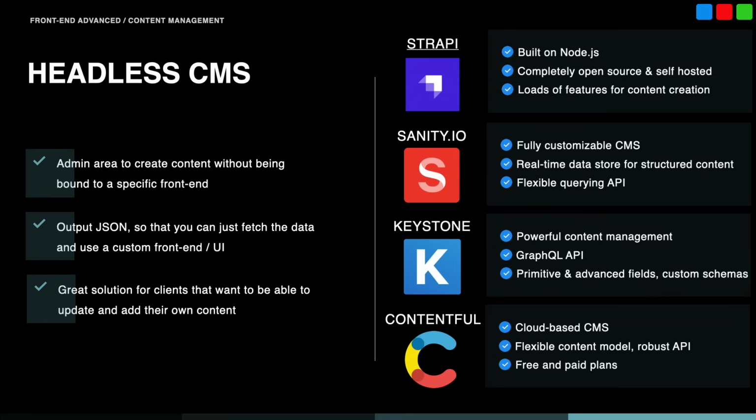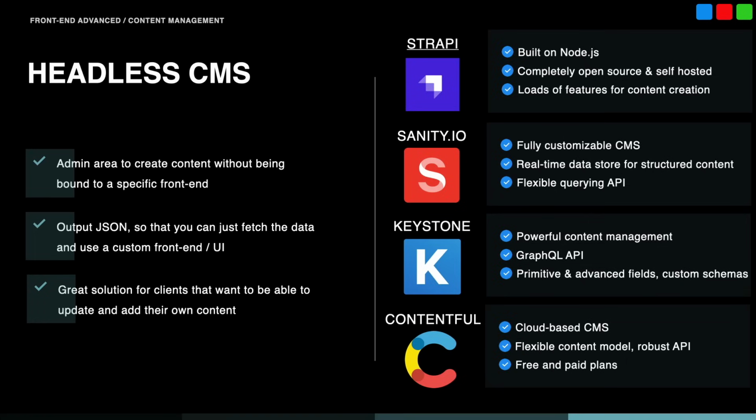So Keystone is something that I've actually used for a long time. I remember doing a KeystoneJS tutorial years and years ago, and it was completely different. But it's really evolved into a powerful content management system, and it's modernized itself with GraphQL. The UI for admins is really nice and easy to work with. You can create primitive and advanced fields, custom schemas, relationships, and much more.